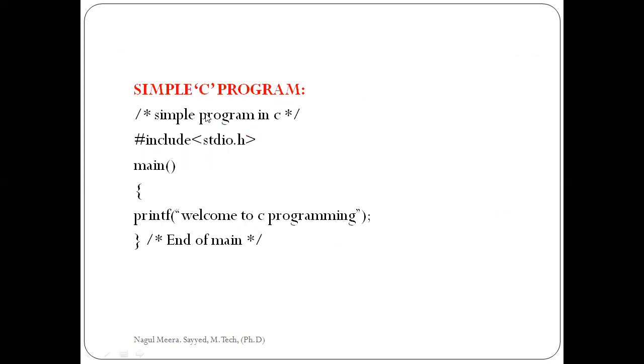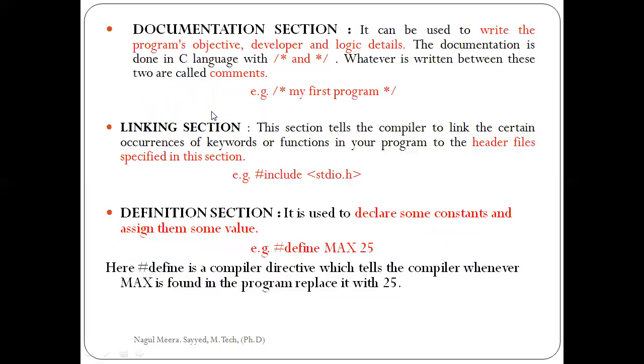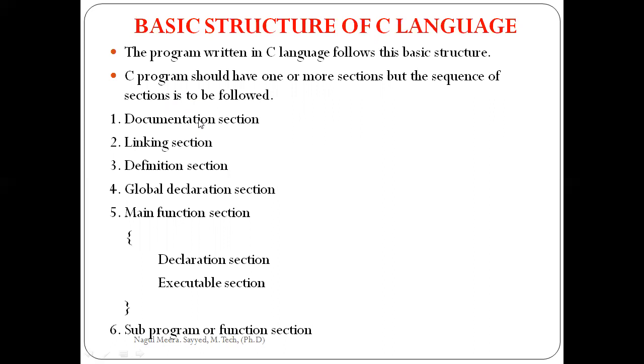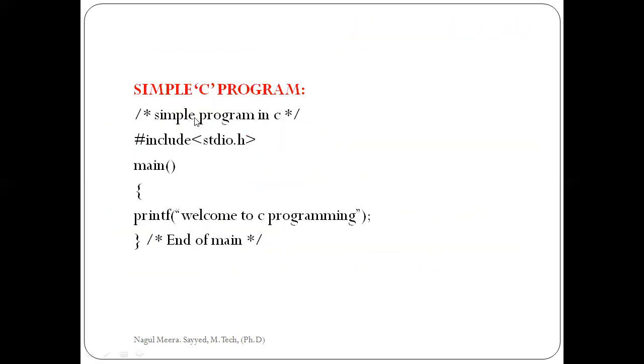So this is our documentation section, our first part. This is optional. How do we create documentation in our C program? Slash star, simple program in C, star slash. This is our message, just a comment or title, nothing but that. So our documentation section is completed.